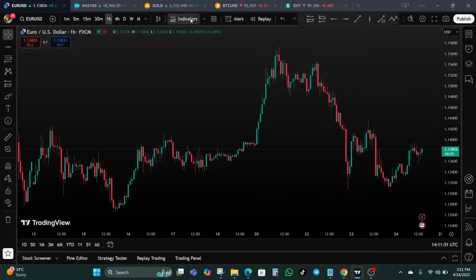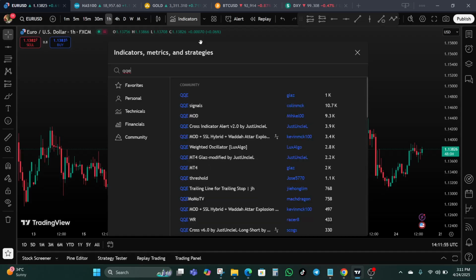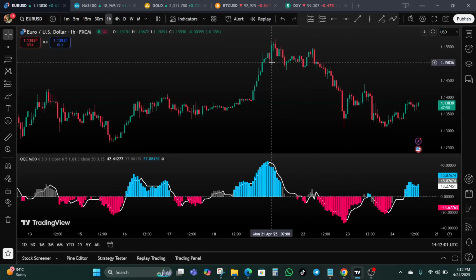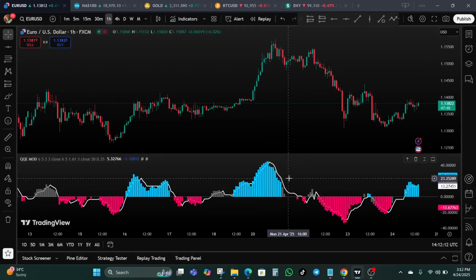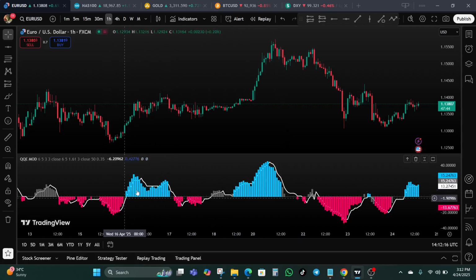Okay, so the first indicator we will look at is the QQE MOD indicator. All right, so think of it as a turbocharged RSI. It detects momentum shifts early and even includes signals for overbought and oversold with a visual trend line. Can you see that in addition to these histogram bars, there is a zero level, there are histogram bars, and there is also a line.